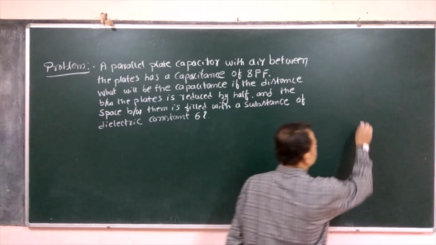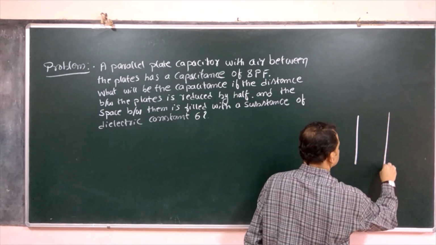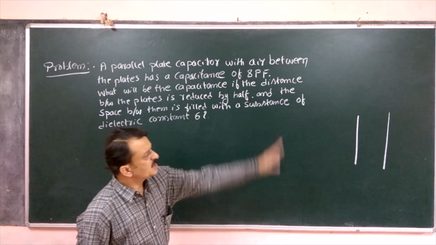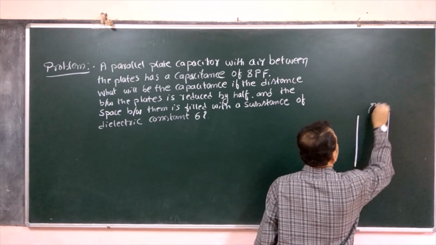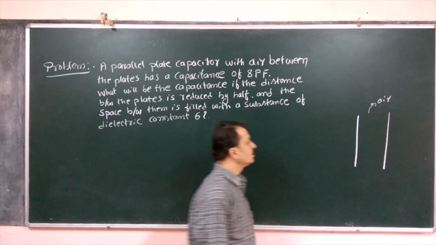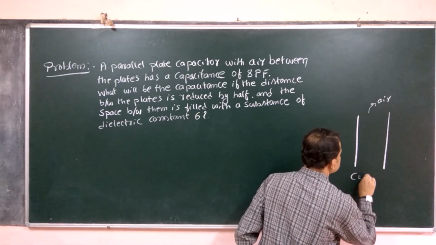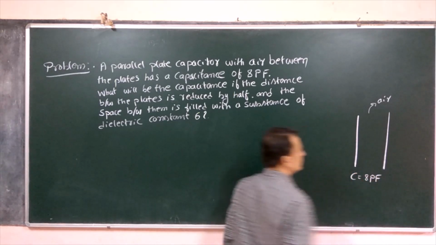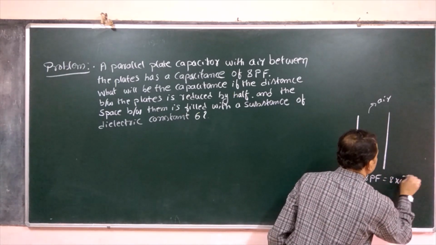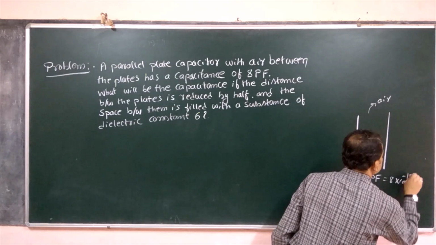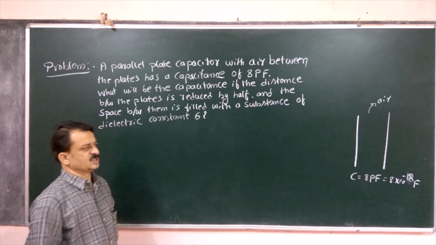Now here we have a parallel plate capacitor. Initially air is present inside. In that case, what is the capacitance? Now capacitance is given, it is equal to 8 picofarad. Now 8 pico means it is 8 into 10 to the power of minus 12 farad. That is the first case.